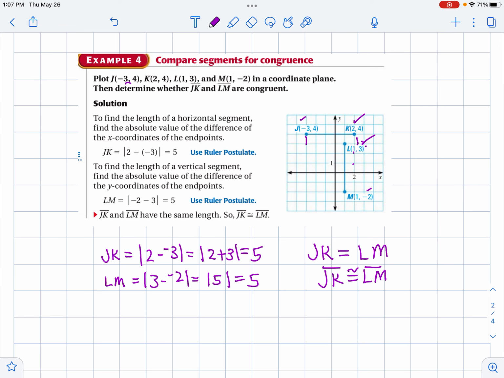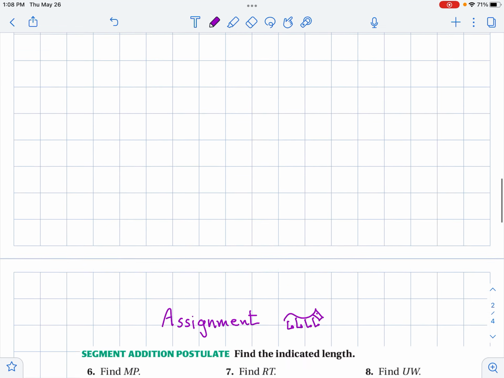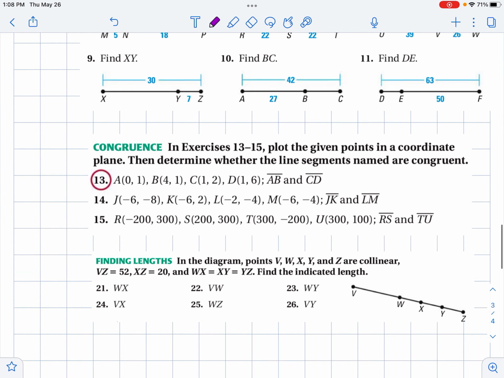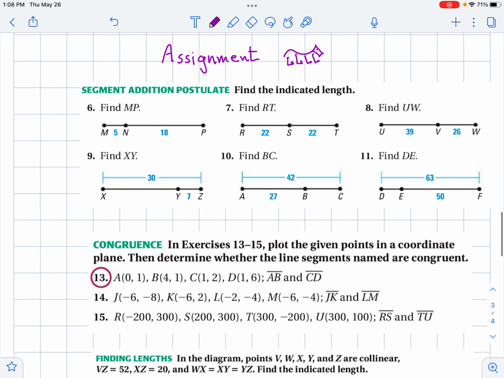So mainly in this section you're learning to find the distance between 2 points. Now down here in the assignment, you'll notice I've got various problems that I think I addressed in this video.